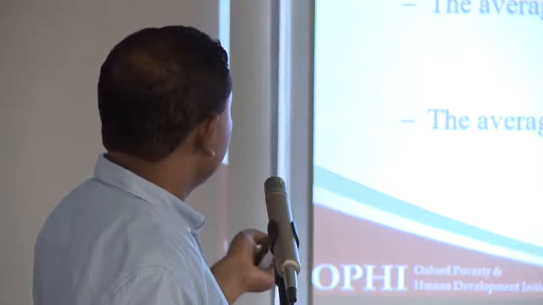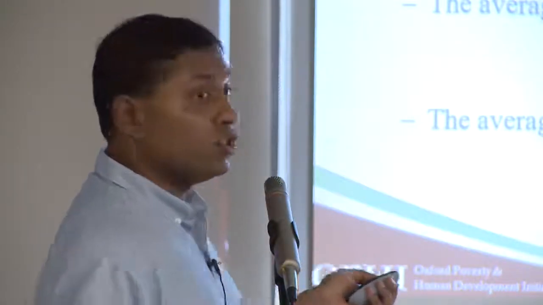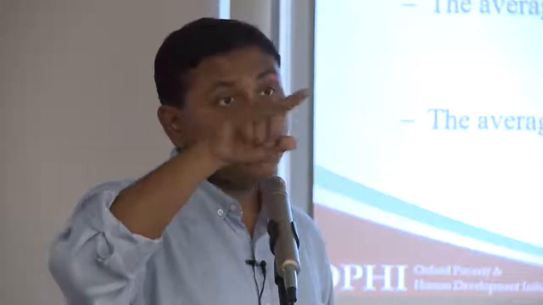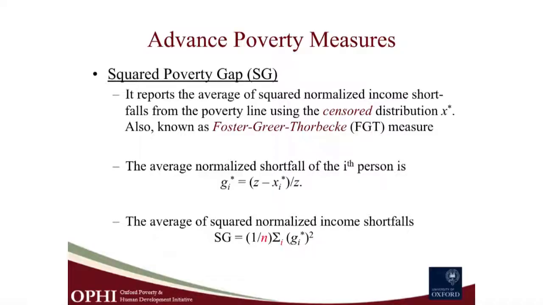Square poverty gap. So the idea is that it reports the average of square normalized shortfall. We computed the normalized shortfall as the normalized distance from the poverty line, Z minus Xi over Z. What it does is simply take the square of it. So it weights a normalized gap by itself. If you have a higher normalized gap, it receives a higher weight. If you have a lower normalized gap, it receives a lower weight. In this way, you put more weight on the higher poverty gap. That means if you improve their condition, it gets larger weight in poverty reduction.